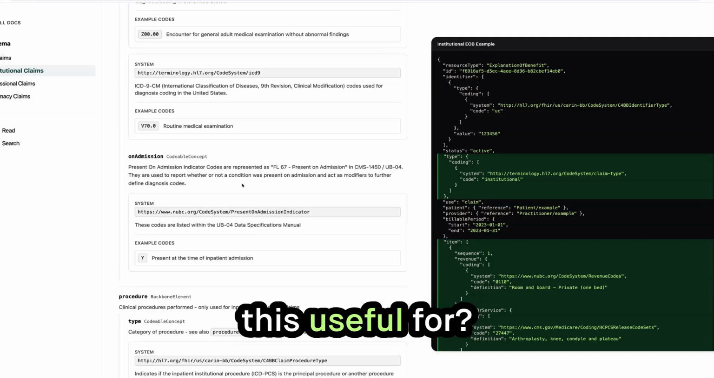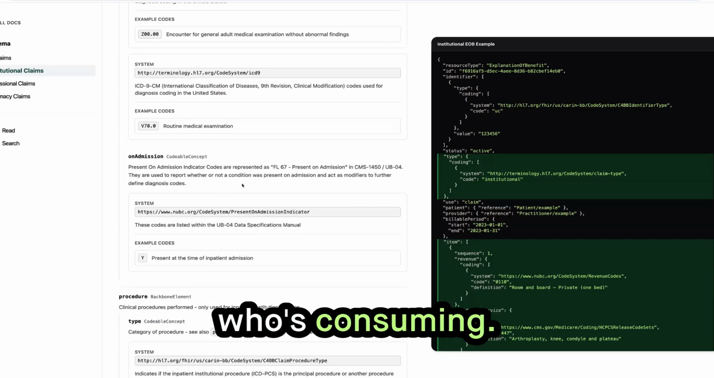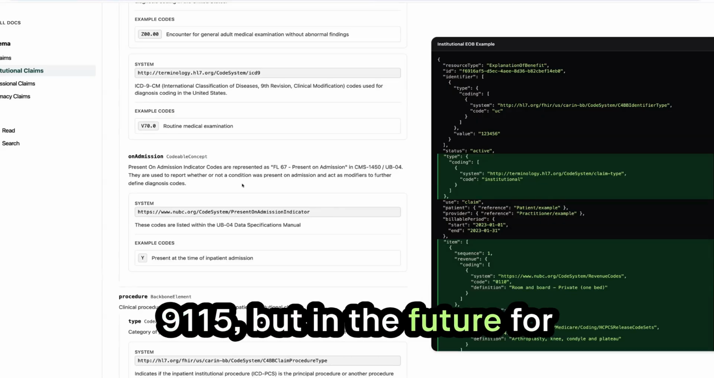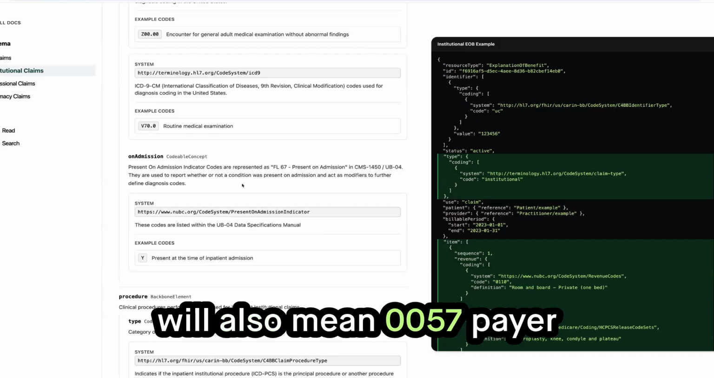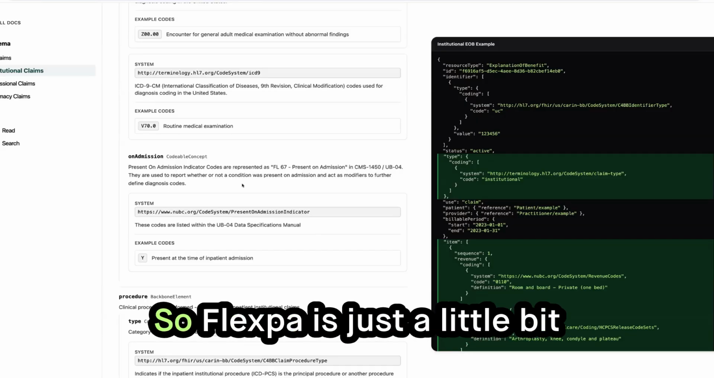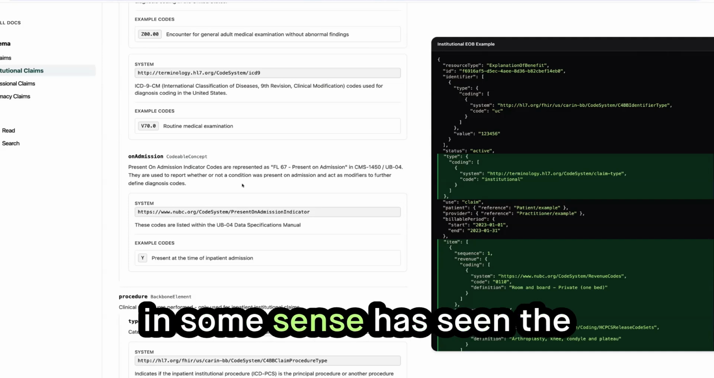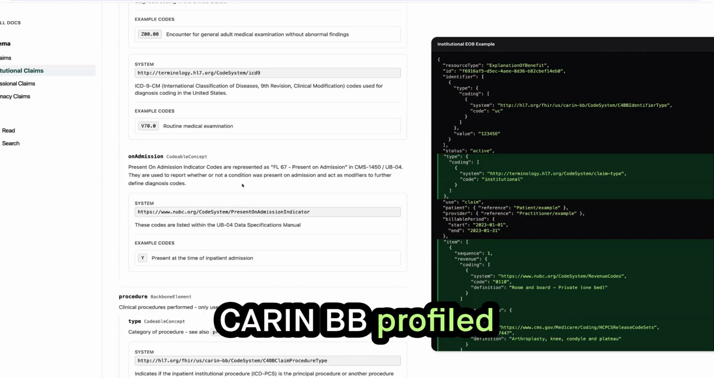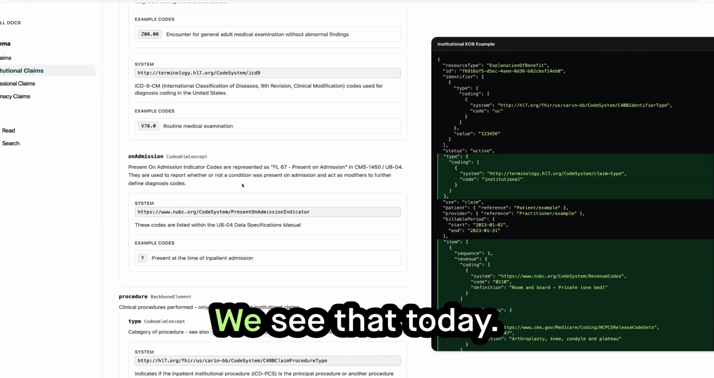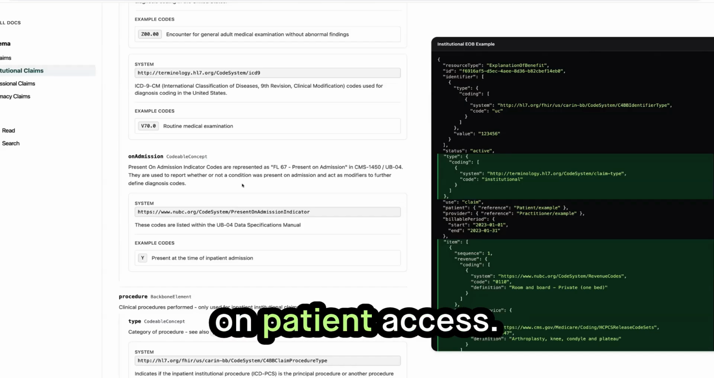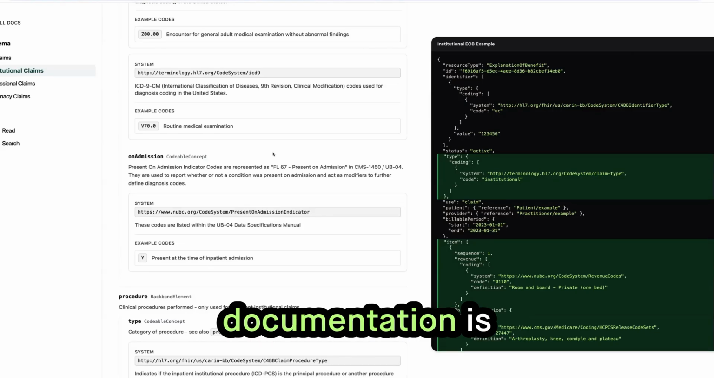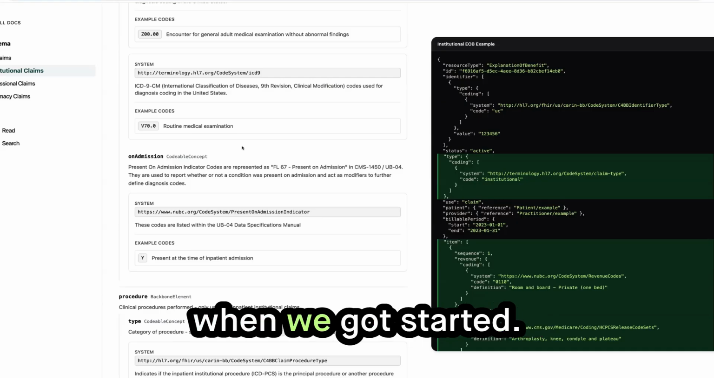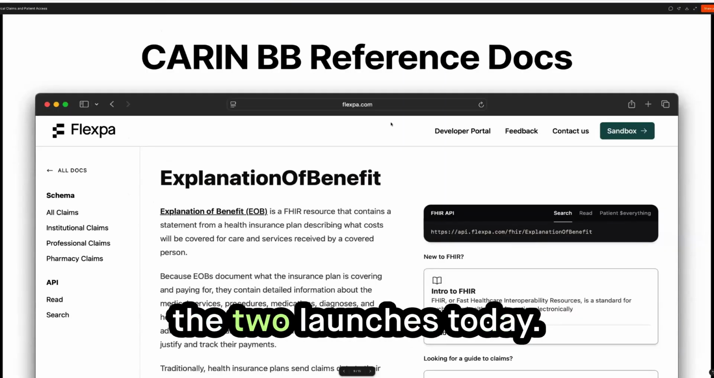So really, who is this useful for? It's useful for anyone who's consuming data from a CARIN BB API today. And that today means 9115, but in the future for payer-to-payer exchange will also mean 0057 payer-to-payer exchange APIs. So Flexpa has, in some sense, seen the future of what you will see if you were going to consume CARIN BB profiled claims data from payer-to-payer exchange. We see that today from our perspective on patient access. So this reference documentation is designed to navigate it in the way that we wish would have been provided when we got started. So that's a little bit about the two launches today.